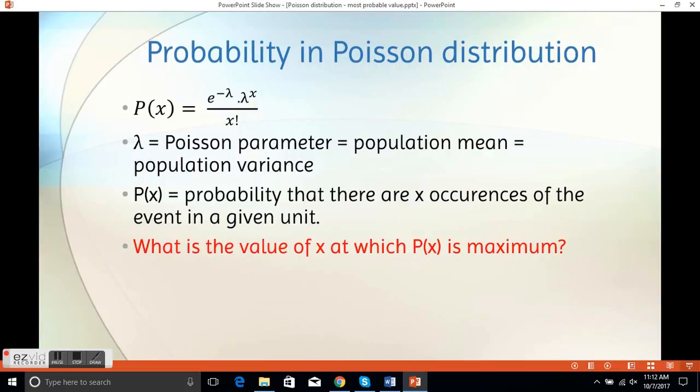It is P of x equals e to the power minus lambda, lambda to the power x divided by factorial of x. Here lambda is the Poisson parameter. This is equal to the population mean. This is also equal to the population variance. This formula gives the probability that there are x occurrences of the event under consideration in a given unit. Now we have to find what is the value of x at which P of x is maximum.